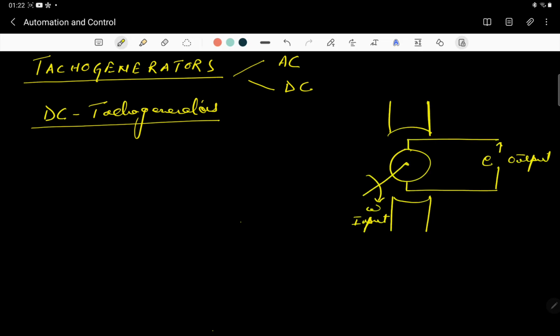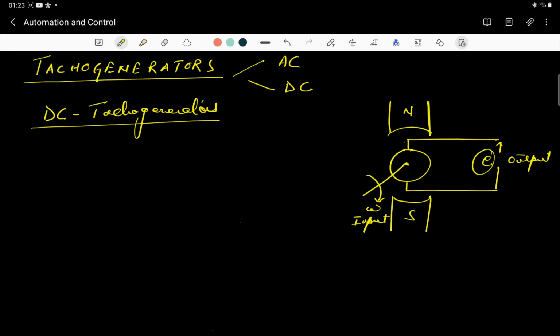So this is a simple diagram of a DC tachogenerator, in which these are the permanent magnets we are using, north and south, and this is the armature, as in the DC motor or the DC generator. You know that the armature is on the rotor. Since it is a generator, the armature produces the voltage E. This is the output voltage E we are getting from this generator. Omega is simply the input speed which we are giving to this generator. By rotating the generator with this speed, we are getting the output.